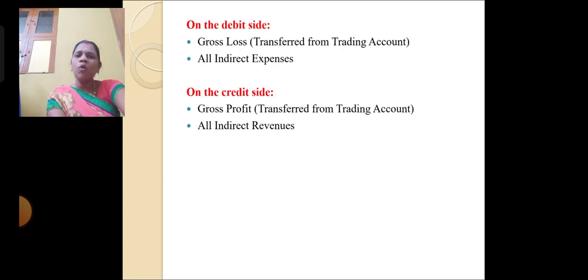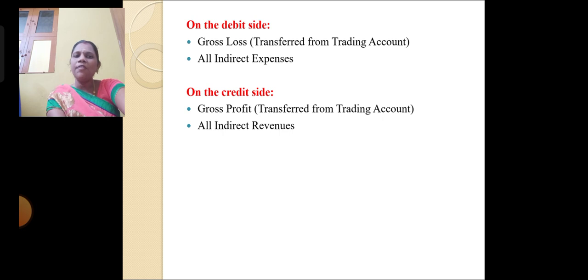Next, we discuss what items are posted in the debit and credit side of the profit and loss account. On the debit side of the profit and loss account, if a gross loss occurs, the gross loss is transferred from the trading account and posted. All indirect expenses, which we already discussed, occur on the debit side of the profit and loss account. On the credit side, we discuss what items are posted.